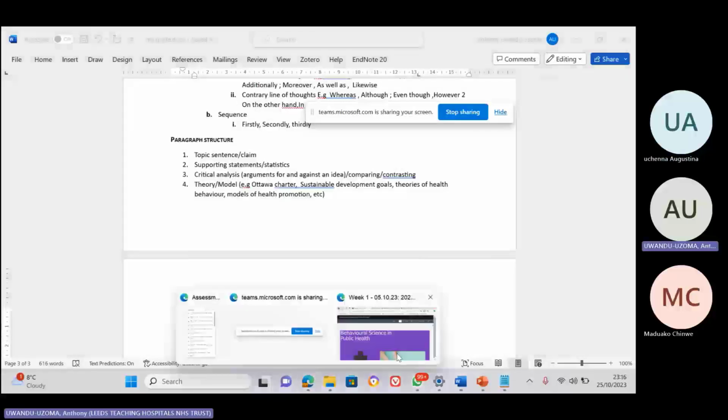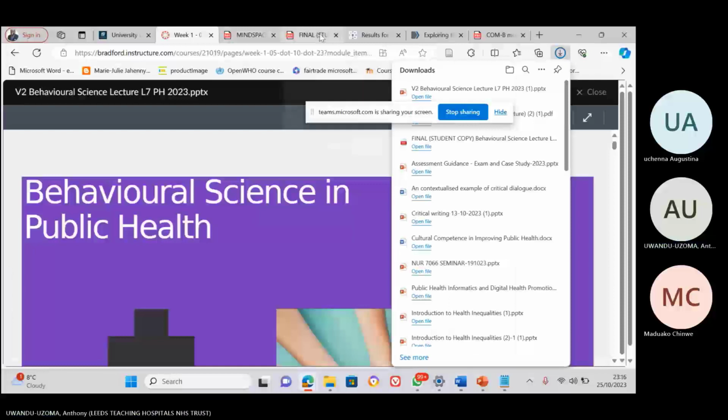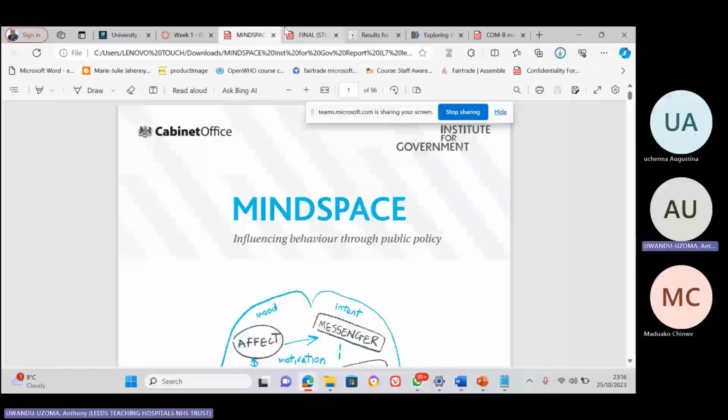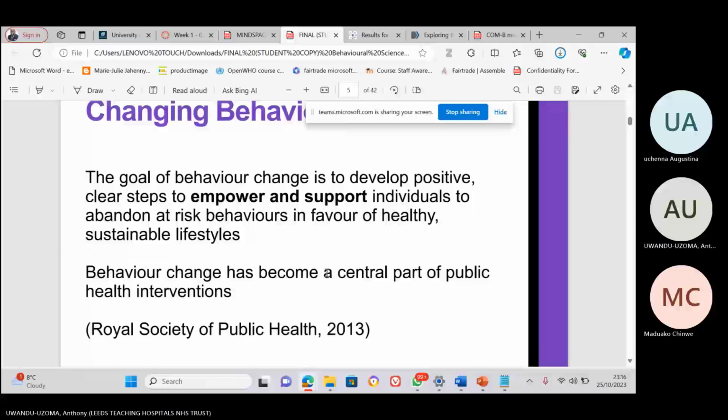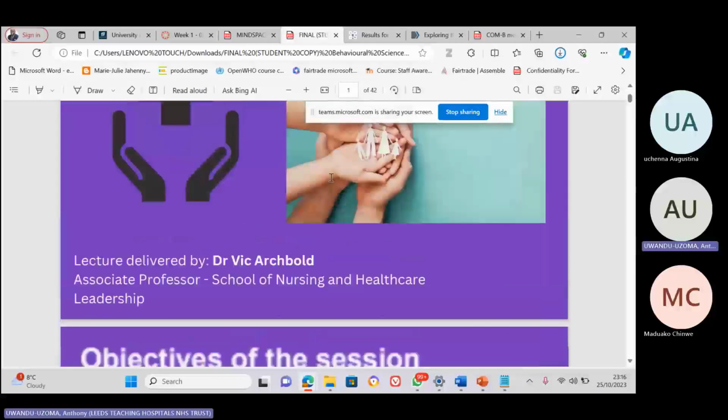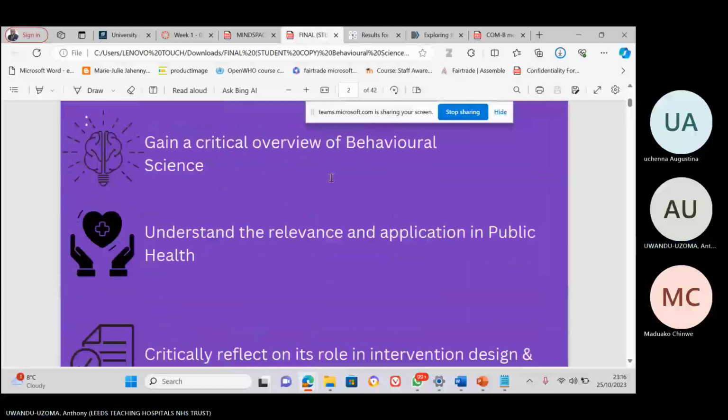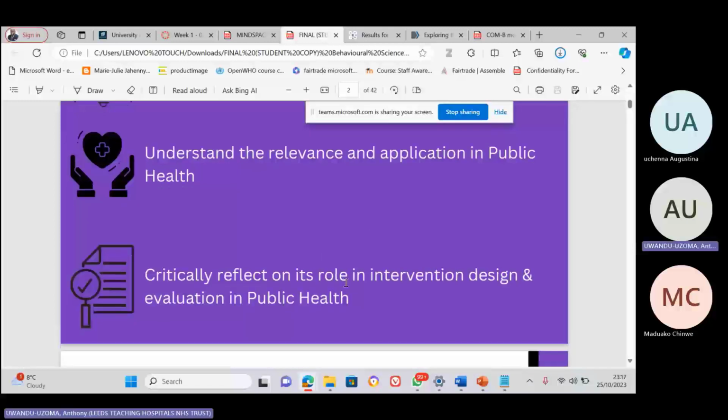So let's see how I approach this one. Okay, good. So the goal of behavior change is now what are the three main things I need to learn from this lecture? I need to learn an overview of behavioral science. What is behavioral science? That's number one. Have it in your mind. I need to know how does it apply to public health. And then I need to know how do we use behavioral science to design an intervention. Keep these my three things in mind.